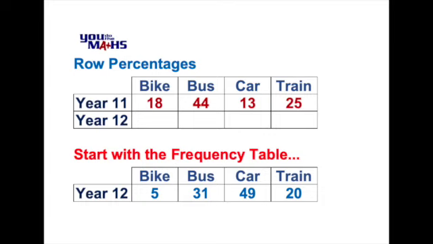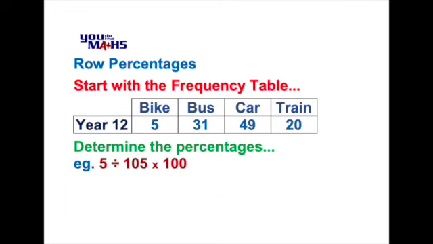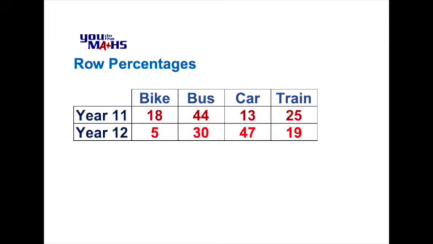So now looking at Year 12s, we adopt the same principle. We look at the total number of students in Year 12, which is 105, and to work out the percentage of students that took a bike, it would be 5 divided by 105 multiplied by 100. So we get a percentage of 4.76, or rounded to the nearest whole number, 5% of students in Year 12 take a bike. We can do some more percentage calculations for the other modes of transport in Year 12 to achieve these percentage totals.